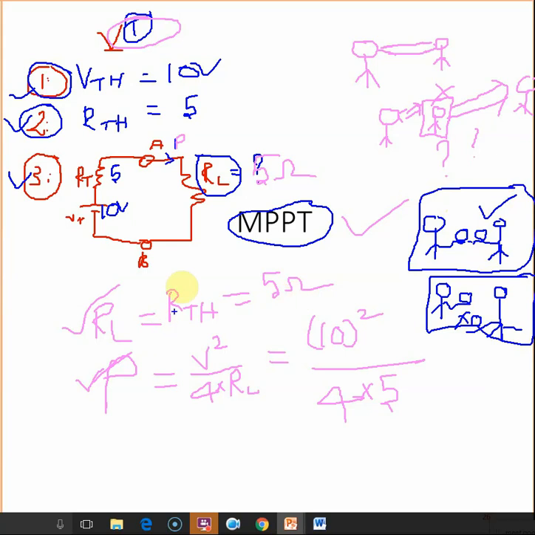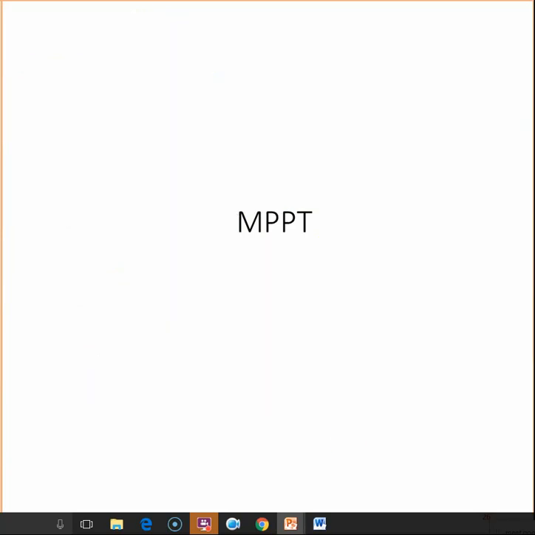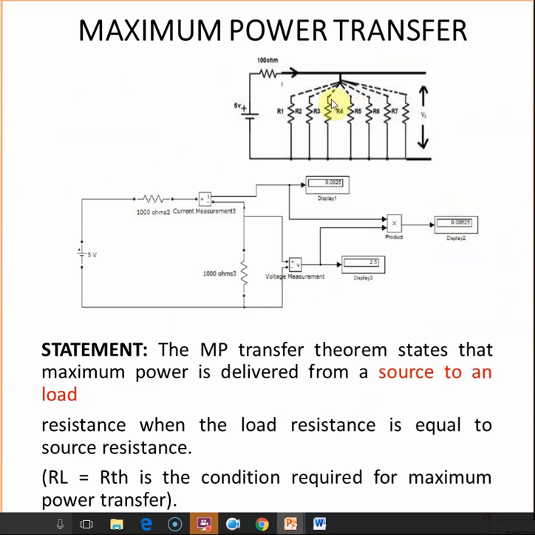Coming to Thevenin's theorem, you need to work out RL is equal to RTH, then maximum power is equal to the formula. That is about the maximum power transfer theorem. See, this circuit is there. If you know this 100 ohm, then you can directly set the 100 ohm. But in practice, this 100 ohm is never known.